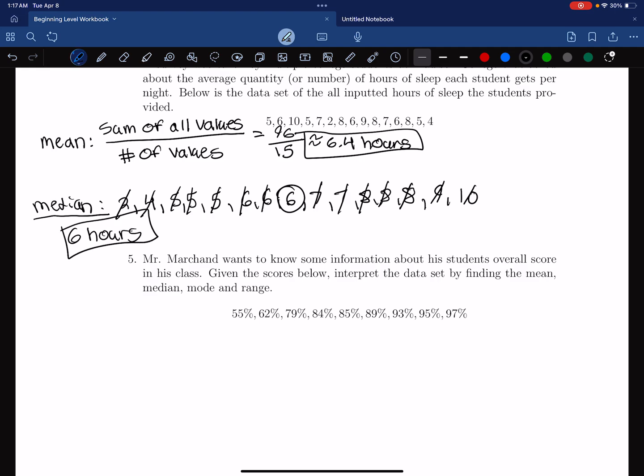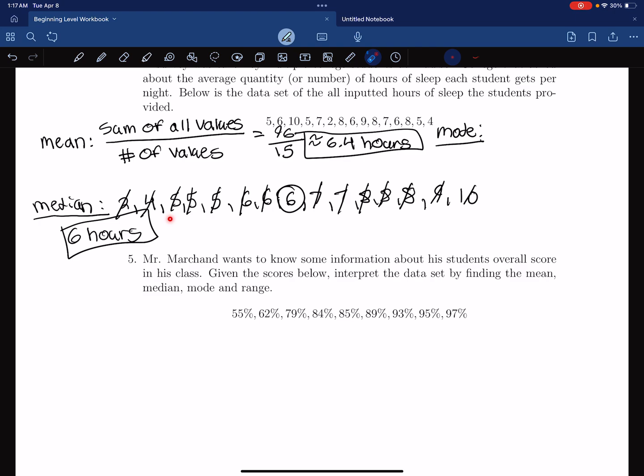Now taking a look at our mode. In this case, what I always do for the mode is I take a look at the data set we arranged for the median, because it already has the values arranged, so it's easier to see what numbers repeat the most.